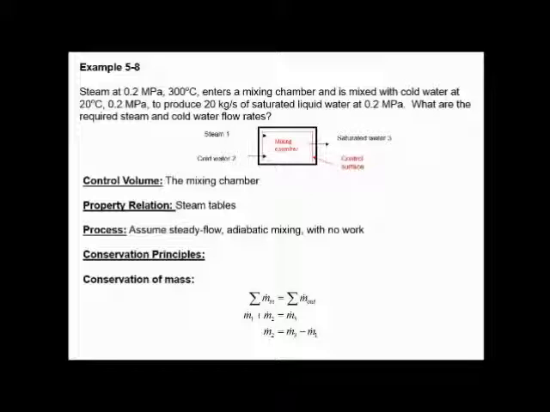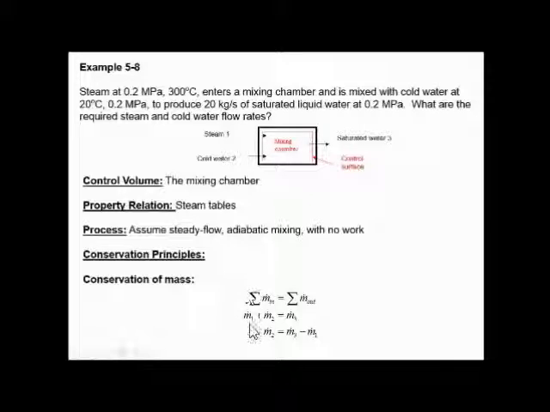In this case I will just describe the solution. The control volume is the mixing chamber. The property relation will come from the steam tables. Assume steady flow, adiabatic mixing with no work. So, conservation principle: the steam 1 and cold water 2 is the input and saturated water 3 is the output.